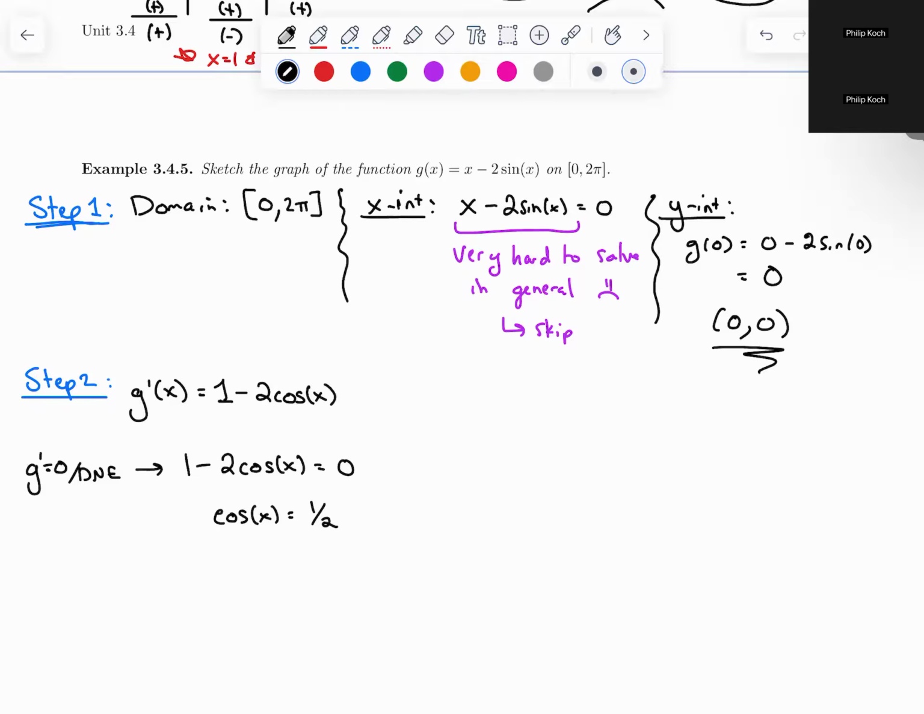Right? We'll subtract 1, we'll divide by -2. We get cosine of x equals 1/2. So we need to know what angles between 0 and 2 pi does cosine equal 1/2?